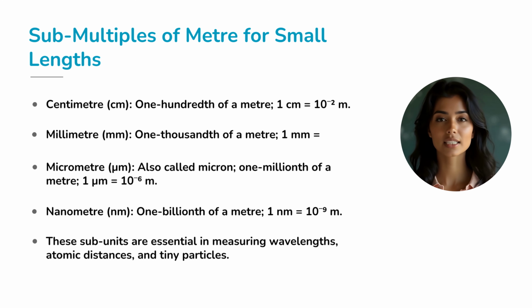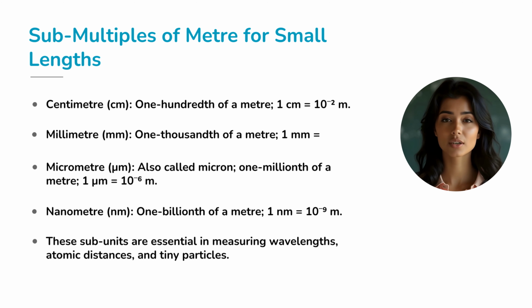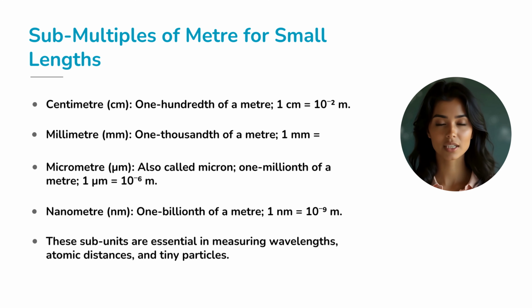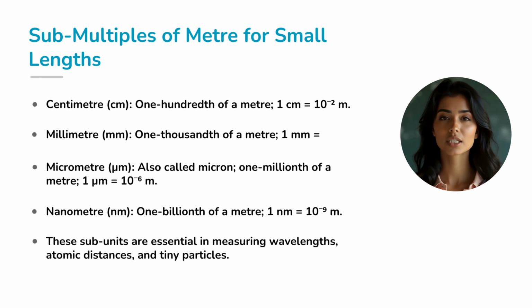That's often the case in chemistry, where we deal with molecules, wavelengths, and particles on a microscopic scale. So we use submultiples of the meter. A centimeter is 1/100th of a meter, that's 0.01 meter. A millimeter is 1/1,000th, written as 10 raised to the power minus 3 meters. Then we go smaller. The micrometer, also called the micron, is 1/1,000,000th of a meter, 10 to the power minus 6 meters. Still too large?